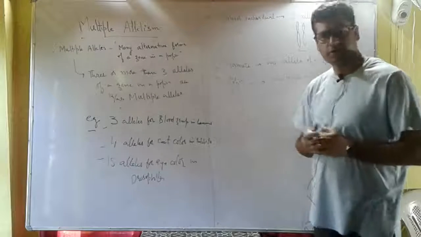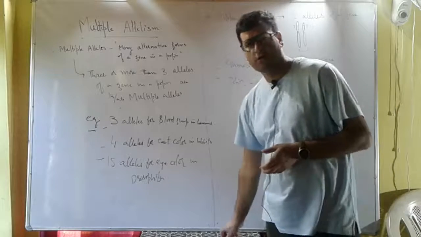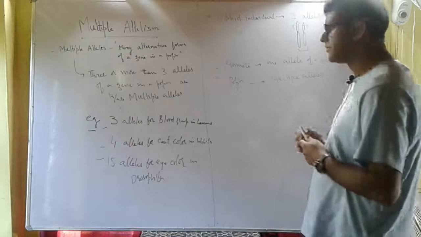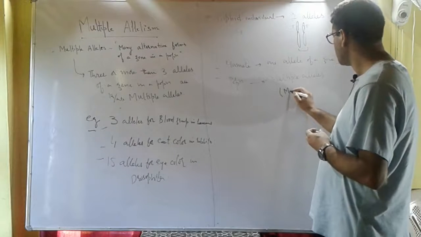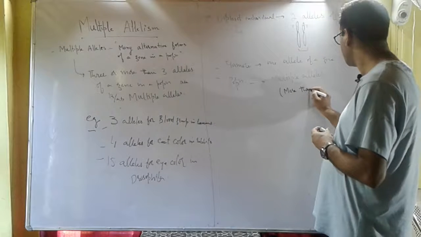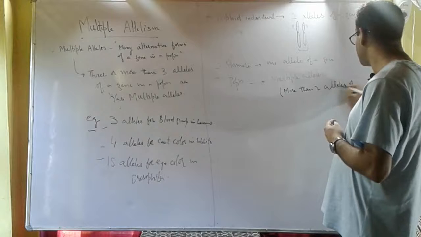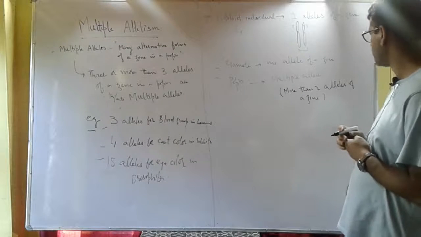So multiple allelism is a population phenomenon. That means there can be three or more than three alleles of a gene, or we can say more than two alternative forms of a gene. This is a case of multiple allelism.